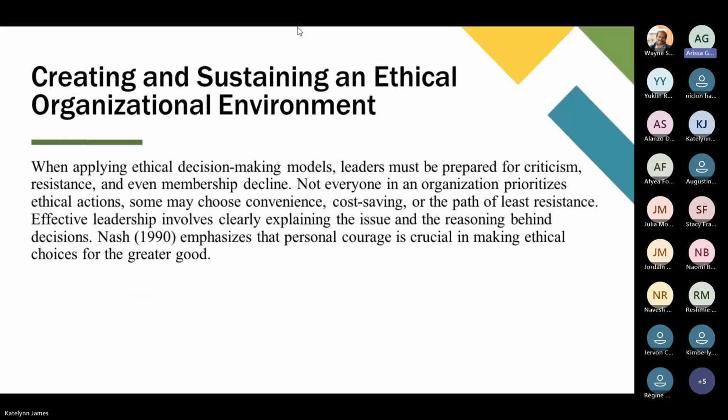When applying ethical decision-making models, leaders must be prepared for criticism, resistance, and even a membership decline. Not everyone in an organization prioritizes ethical actions. Some may choose convenience, cost saving, or the path of least resistance. Effective leadership involves clearly explaining the issue and the reasoning behind decisions. Nash emphasizes that personal courage is crucial in making ethical choices for the greater good.